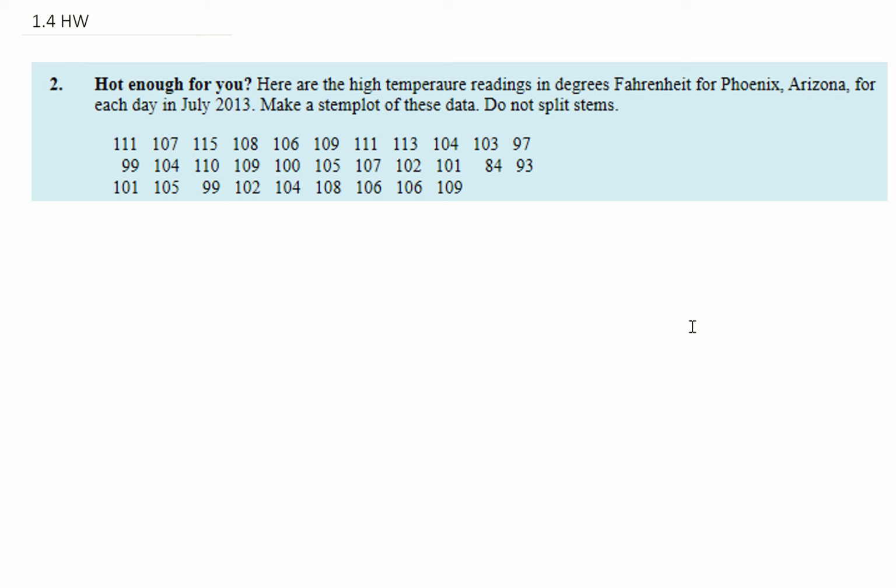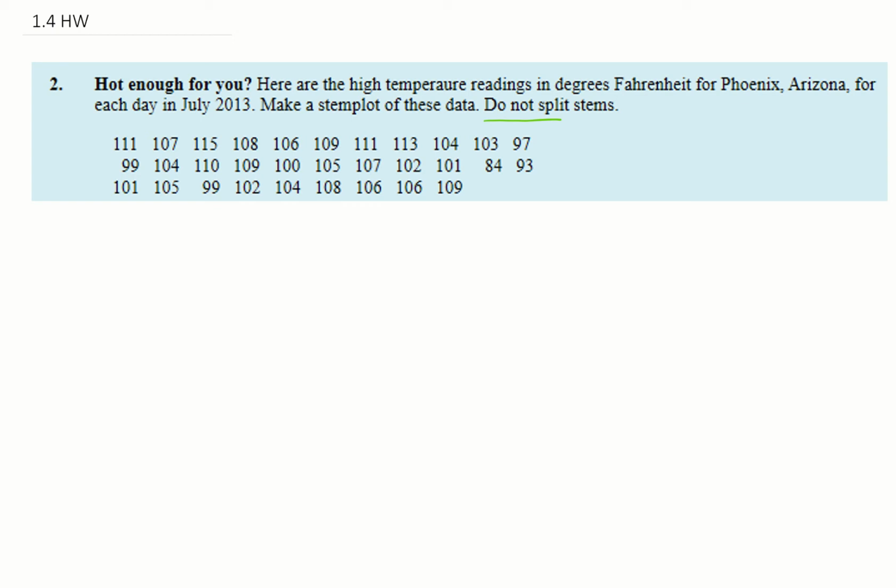The first question, which is number 2 from the textbook. We're talking about high temperature readings in degrees Fahrenheit for Phoenix, Arizona for each day in July of 2013. So we have a bunch of high temperature readings. We want to make a stem plot from this data. Do not split any stems.